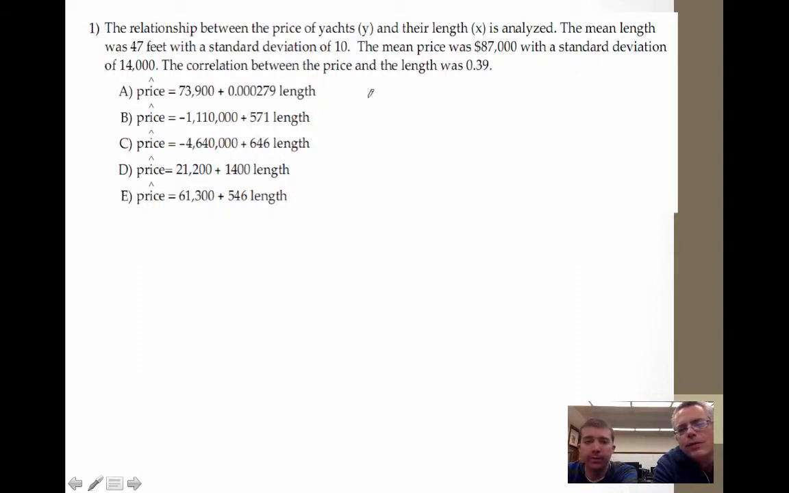So right here, Mr. Lewis, can you put X bar? Yes. X bar equals 47. That's what that first fact was. And the standard deviation of 10 was S sub X equals 10. Then it says the mean price was 87,000. That's Y bar. This price is what we're predicting with standard deviation of 14,000.